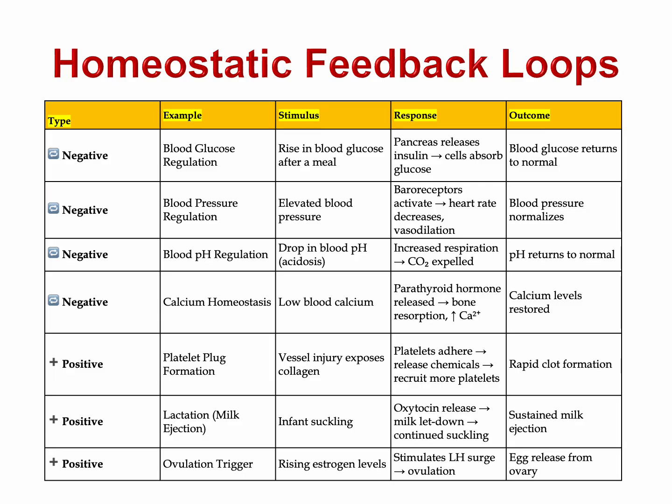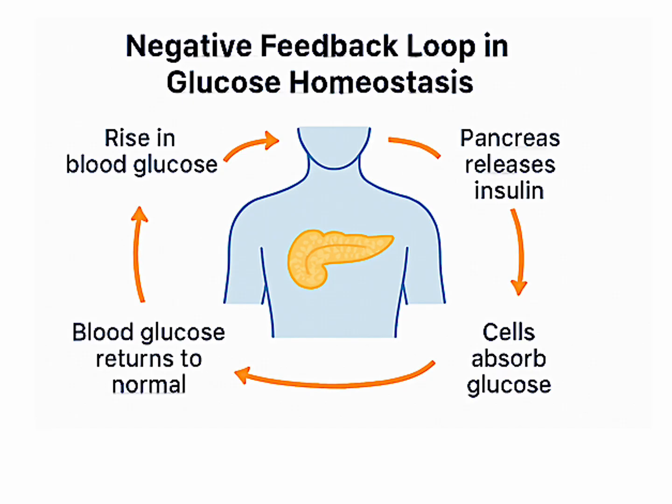Now, these slides provide additional examples of both negative and positive feedback loops. Included here on top is the fluctuation of blood glucose, which will be explored in more detail in the upcoming slides. In the big picture, the negative feedback loop in glucose homeostasis works by detecting high blood sugar, prompting insulin release, which helps cells absorb glucose and return levels to normal.